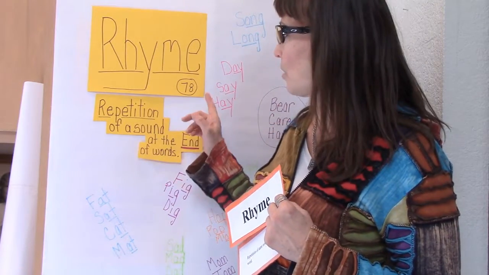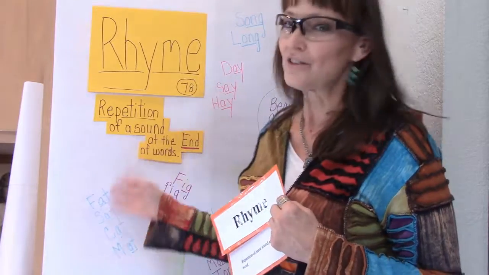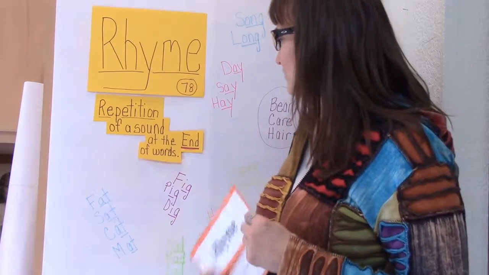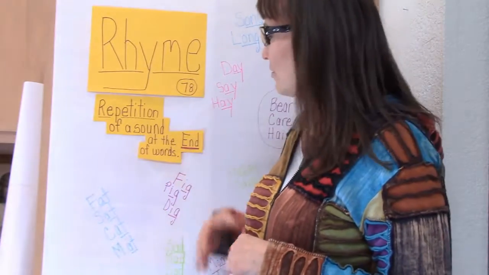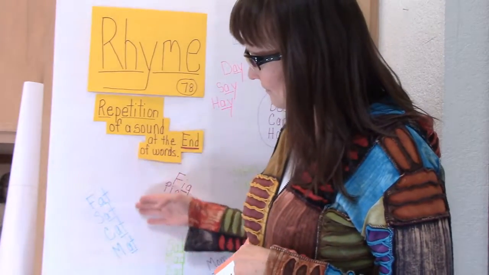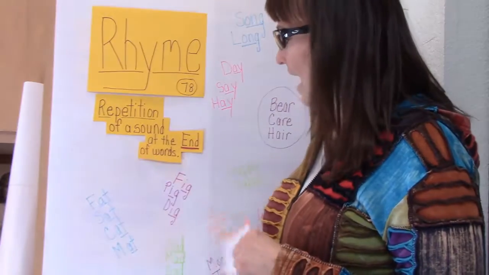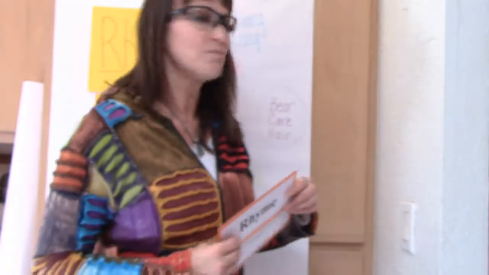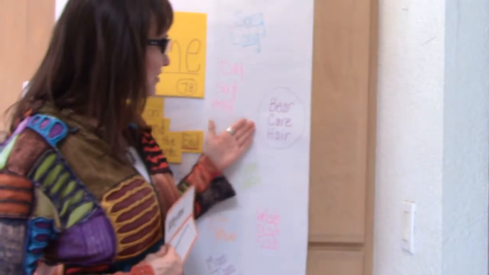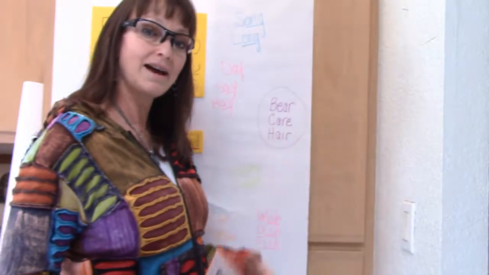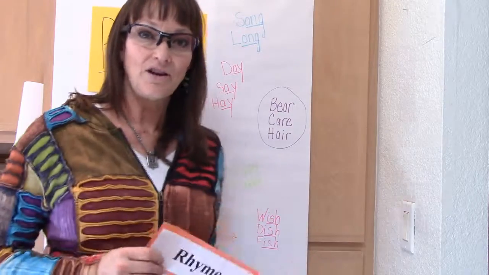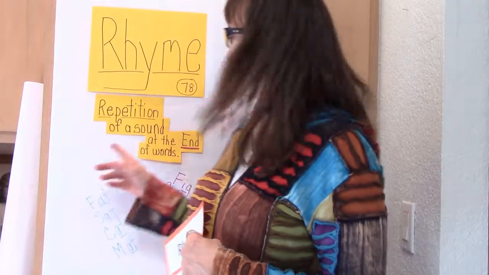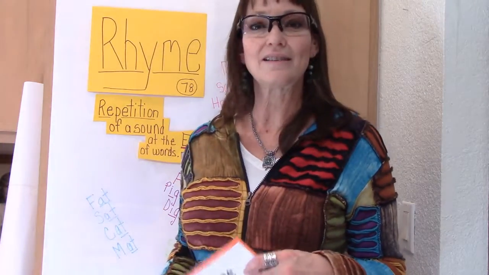The next word is rhyme, 78. I think you guys all know what this is. It's the repetition of sound at the end of words. Dr. Seuss used this in a lot of his books. Sat, fat, cat, mat, they all have the at sound at the end. But one thing I want to point out is bear, care, hair, they all have the same sound, but they're not spelled the same. So it can rhyme and not be spelled the same, but it just has the repetition of sound at the end of the word.